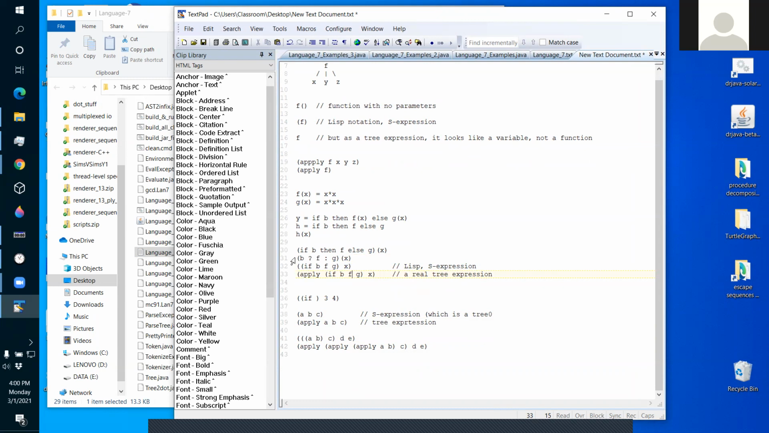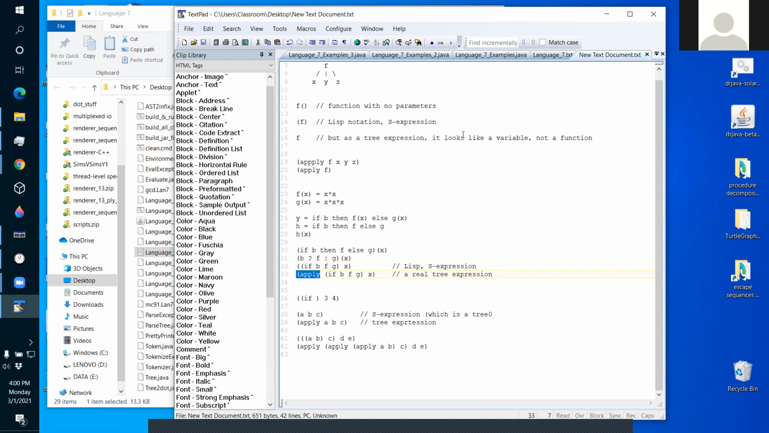To turn that into a tree, if you just do it naively, you end up with S expressions, which is fine for the list people, but not for us. We don't want to parse S expressions, so we want to stick to parsing trees, so the apply comes in.